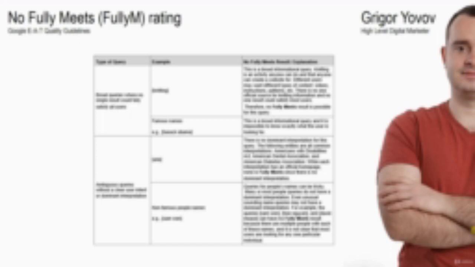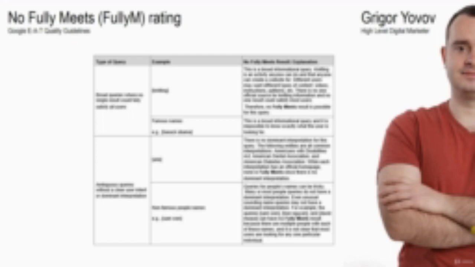And the second example is famous names. Example, Barack Obama. This is also a broad information query, and it is impossible to know exactly what the user is looking for. And the second scenario is ambiguous queries without a clear user intent or dominant interpretation.